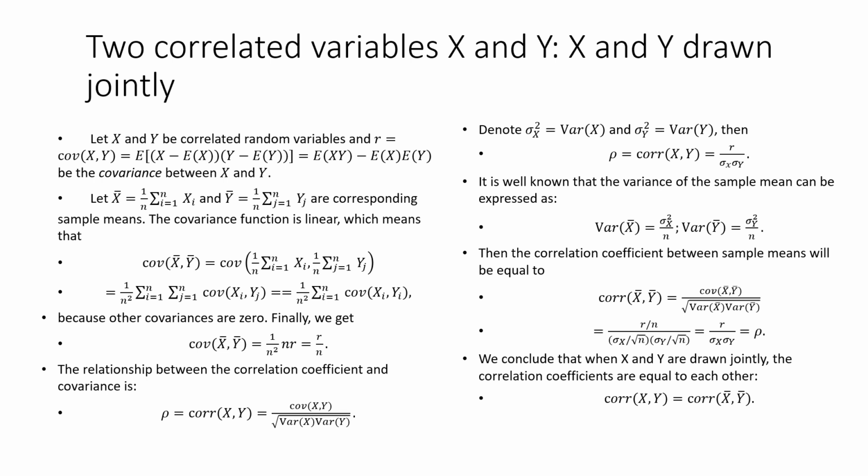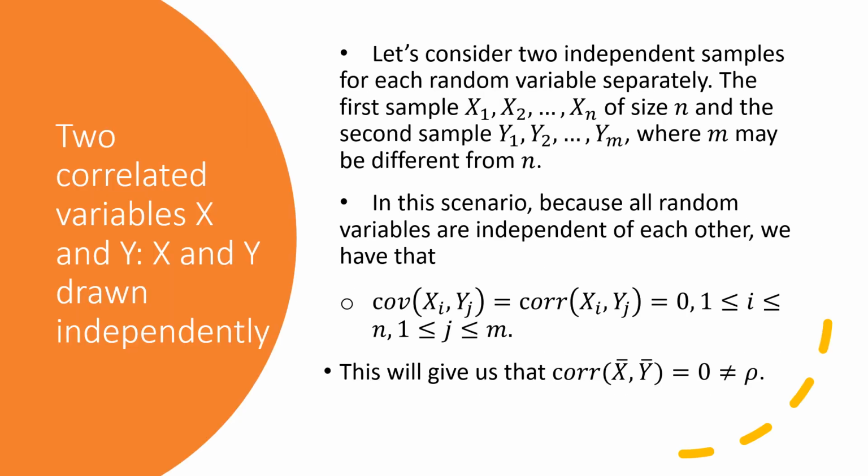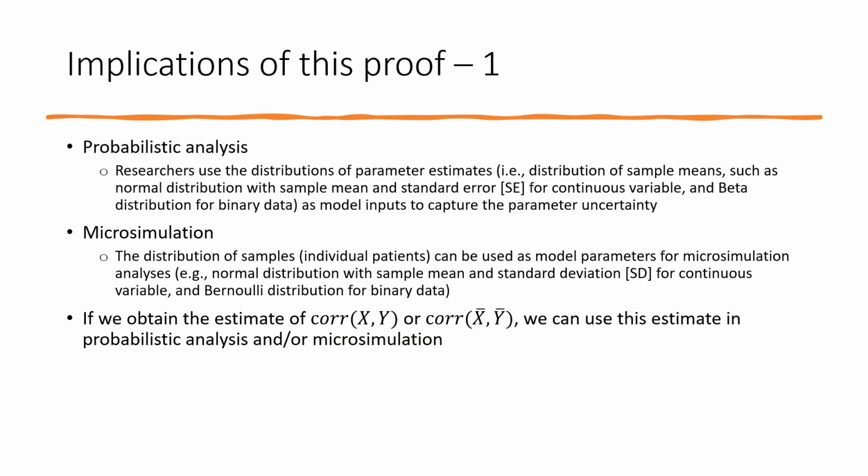This slide shows the proof that for correlated random variables x and y, the correlation coefficients of sample means and samples are equal to one another when x and y are drawn jointly. When samples of x and y are drawn independently, the correlation coefficient of sample means is equal to 0. Now, I will introduce the implications of the proof.